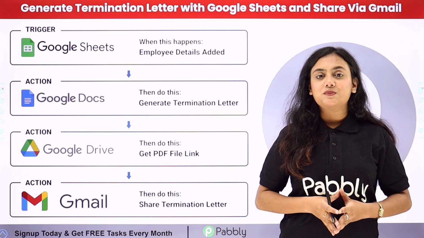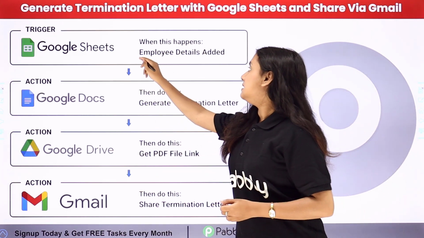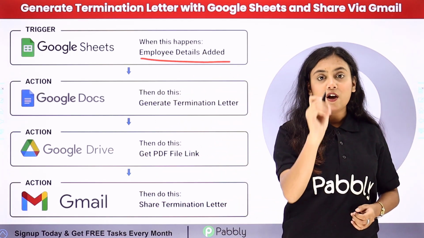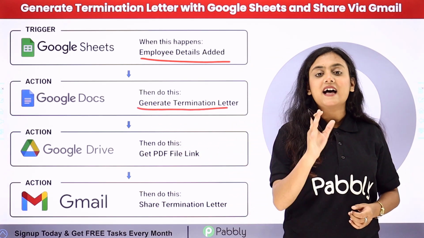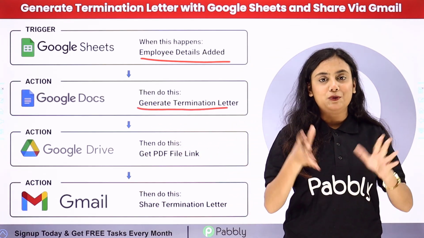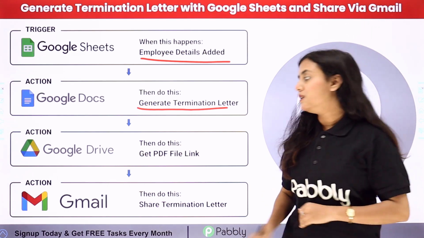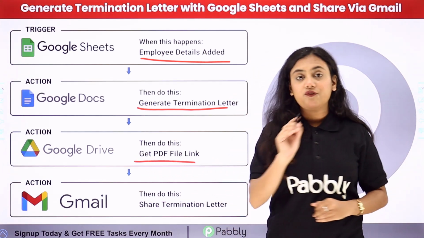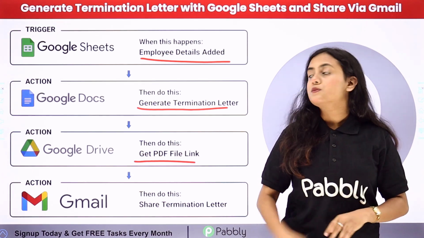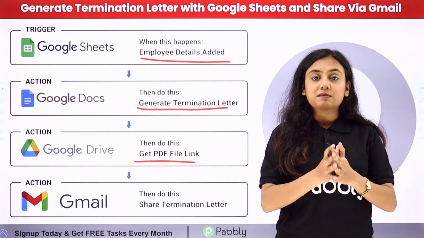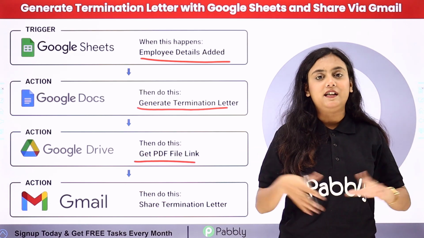With the help of this automation, whenever you add the details of your employees in your Google Sheets, automatically a termination letter will be generated in our Google Docs, as we have already created a template in our Google Docs account. With the help of Google Drive, we are going to receive a PDF file link and send an email to all of our employees whose details we add in our Google Sheets, with the termination letter attached in PDF format.